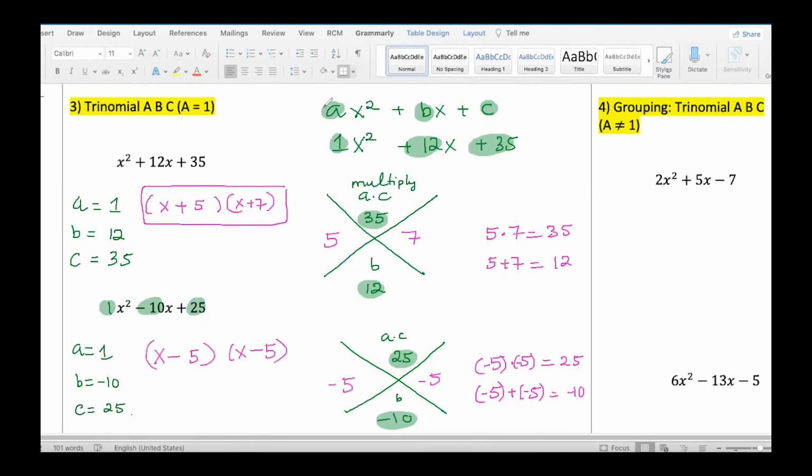If you ever see x times x and we say x squared, then the same thing, we see x minus 5 twice. So for that reason, we will double them and we will say x minus 5 squared. That is our final answer because they are exactly identical. So we have x minus 5 squared.